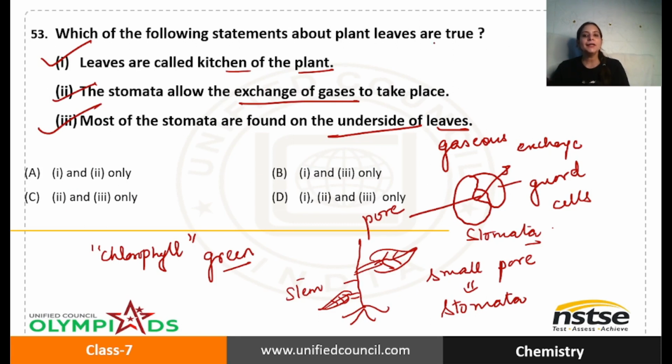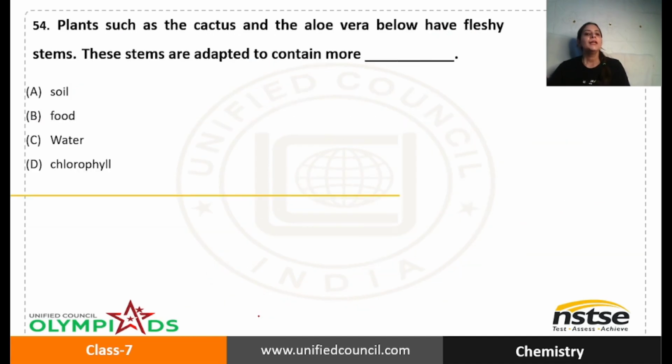So we need to pick the statements which are true. All the statements are true, so we'll go with option D. Option D is the right answer. Next question. Plants such as cactus and aloe vera have fleshy stems. These stems are adapted to contain more dash.